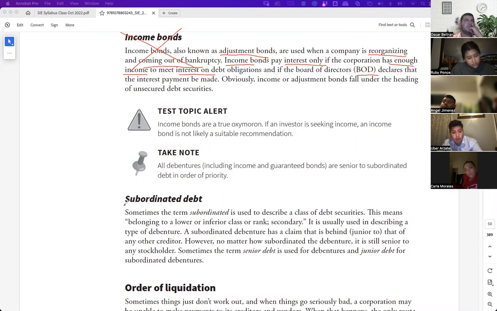Now here talks about subordinate debt. So by just looking at the word subordinate, what does that mean? Below debt. Exactly. It's secondary, like a substitute, right? Secondary. Now this right here is going to have a play when it comes to the liquidation, the bankruptcy steps. Okay. So it belongs to a lower class. It's usually used in describing a type of debenture.